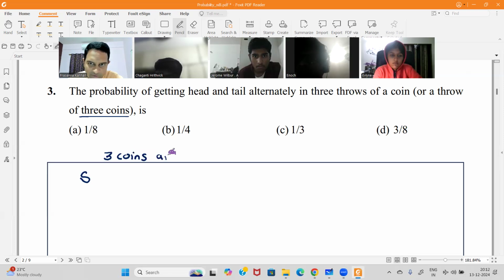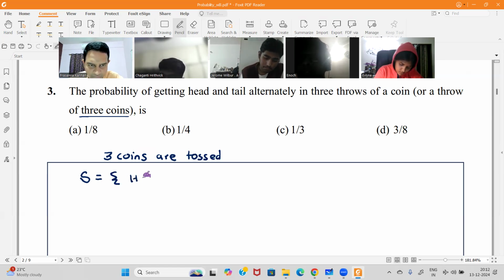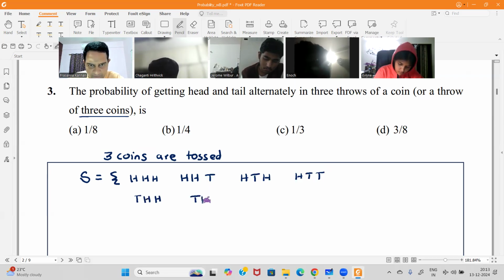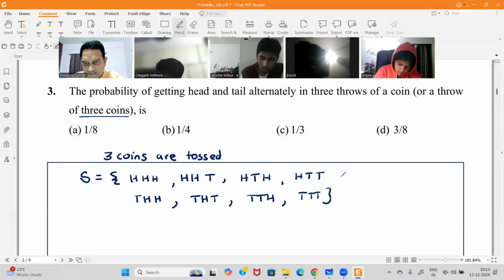8. Very good, Enoch. Yeah, 8. So can you list what the outcomes are? Head, head, head. Tail, tail, tail. Head, tail, head. Tail, head, tail. Then tail, head. Now out of these, the number of elements in the sample space is 8, right?